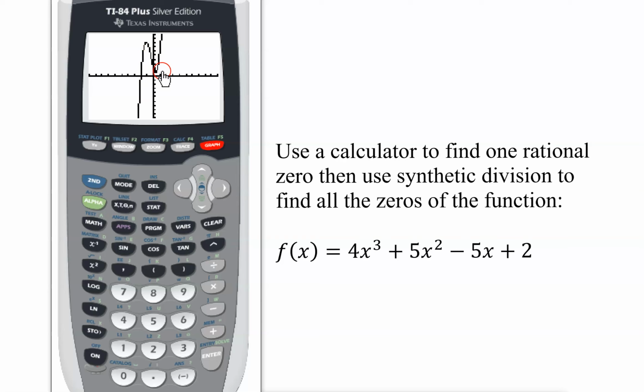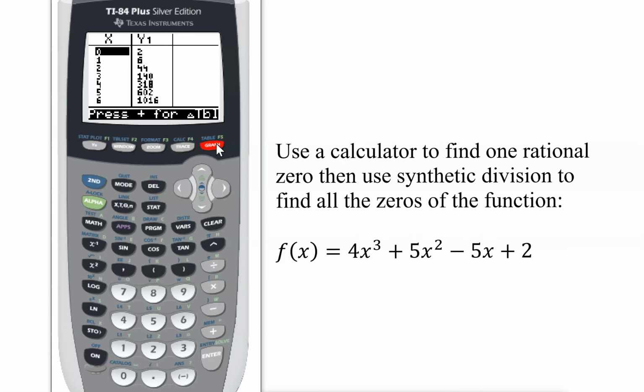And you can see it crosses the x-axis right here. It kind of looks like it might be at -2, but to help us find that, you go to the table, which is in blue. So you have to hit second graph, which brings up the table. And it looked like it was at -2, so let me scroll up. And as you can see, the function is 0 when x equals -2. So that is how we use the calculator to find one of the zeros.